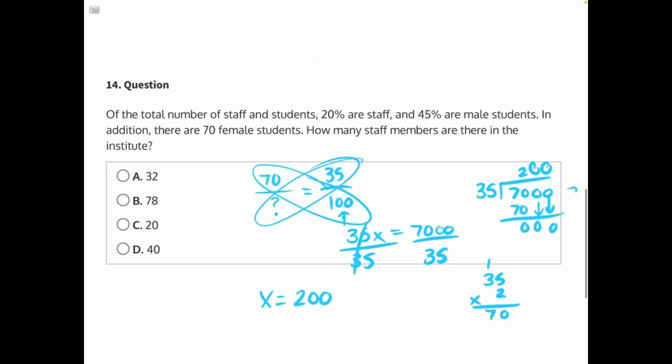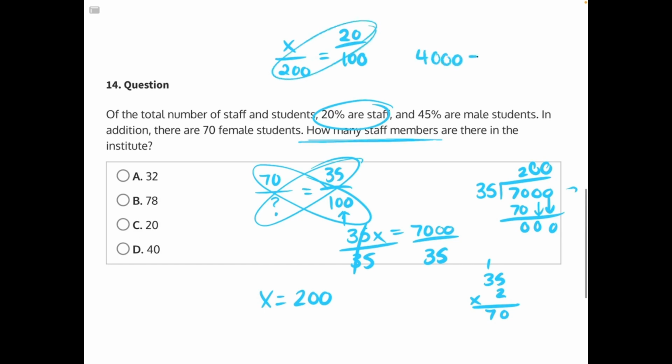Now with this piece of information, we can make a final set of proportional ratios that will help us find how many staff members there are in the school. How many staff members out of 200 total people in the entire school, staff and students, would be equal to 20% out of 100? And then we cross multiply again. 2 times 2 is 4. Should have 3 zeros because we have 1, 2, 3 zeros here. And then is equal to 100 times X.